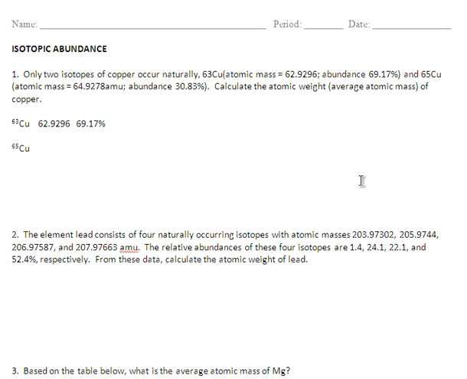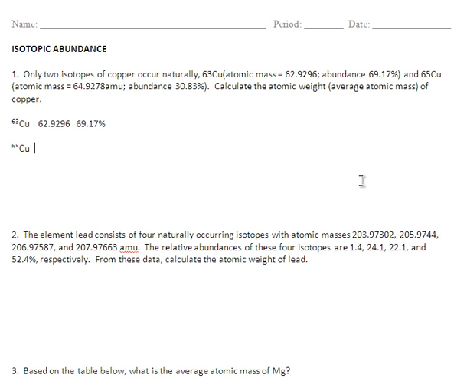69.17%. So, to be able to calculate the average atomic mass, what you're going to have to do is figure out what this percentage means. This percentage is the percent that all of the copper atoms on the planet, out of all the copper atoms that you ever look at in a sample, 69.17% of them will be copper 63 with a mass of 62.9296.